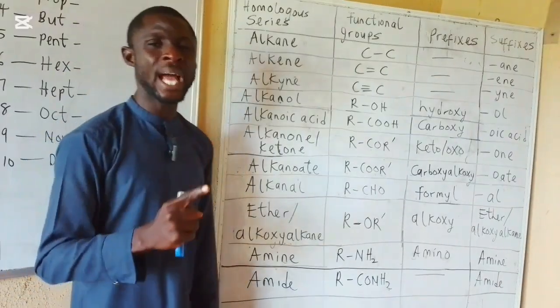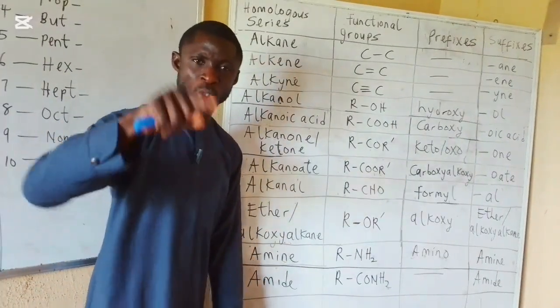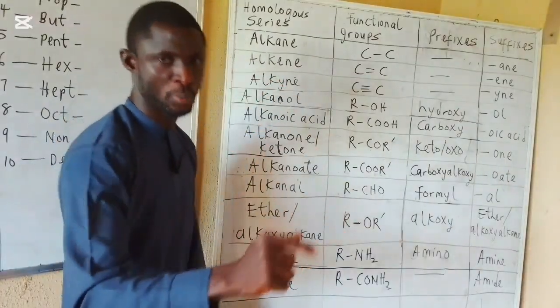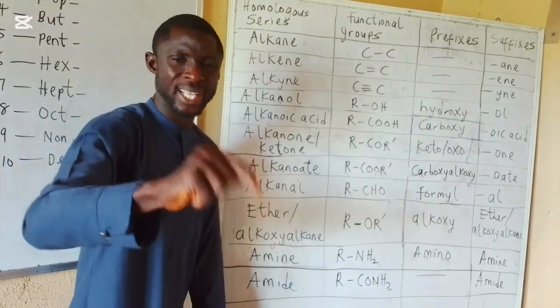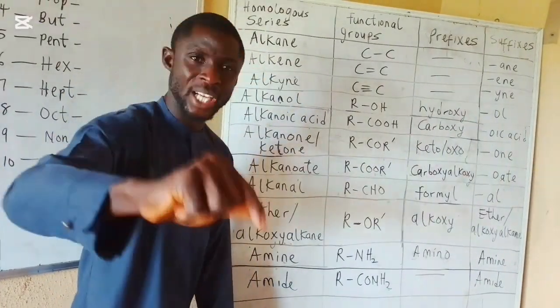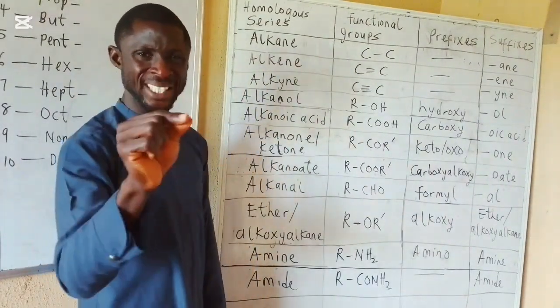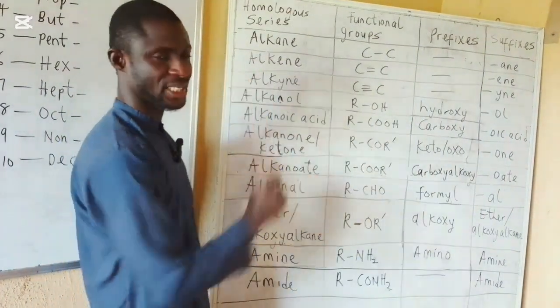So anytime you look into an organic compound, you will be looking for the functional group peculiar to that homologous series, so that you will be able to know that a certain organic compound belongs to that family.